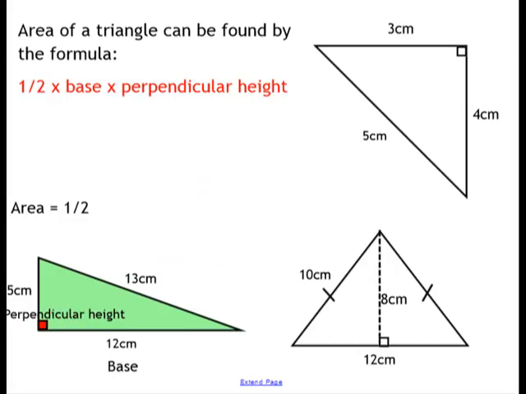So my formula is area equals half of the base, which is 12, times the height, which is 5. Remember, you can multiply in any order. So if it was easier to do 12 times 5 times a half, do it that way. Half of 12 is 6, 6 times 5 is 30. So my area is 30 centimetres squared.